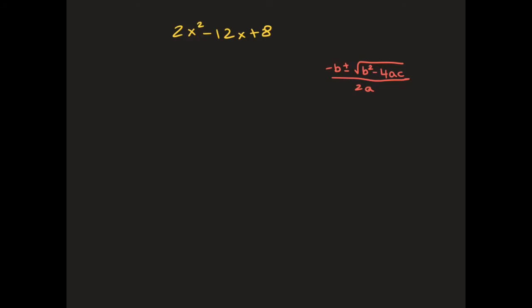Now, you can get a better sense of the quadratic formula if you know exactly what the variables mean. So as you can tell, I've got a quadratic equation set up: 2x squared minus 12x plus 8. But if we break that down, this equation is just ax squared plus bx plus c. So c is 8, b is negative 12, and a is 2. Those are the three variables that you need for the quadratic formula.